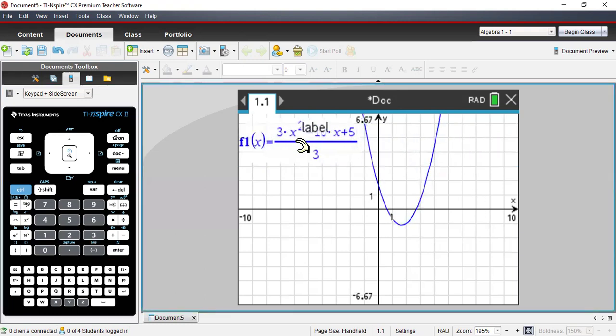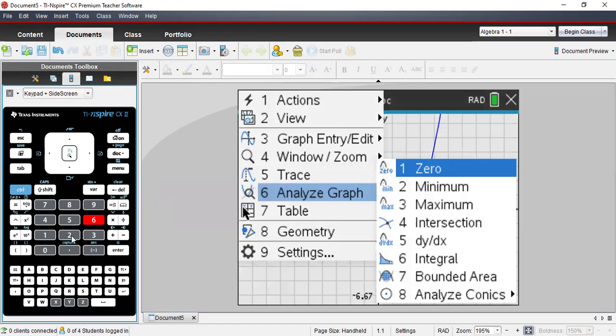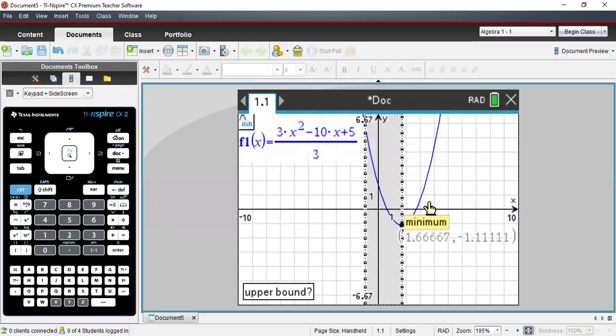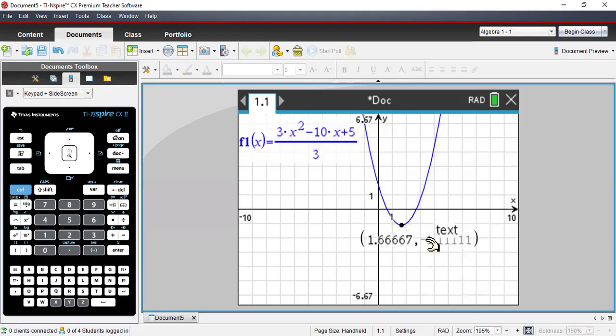Now, just like we did in the previous video, we need to find the minimum. So I'm going to go menu 6 2. I'm going to start on the left, and I'm going to pull it to the right. Now, here is my answer. So I'm going to write this down on my iPad. It's 1.666, so it's just repeating sixes. That's the X part. And the Y part is a negative 1.111, and those are repeating. So once I convert these to fractions, that's going to be what I need to enter for my solution. Let me show you exactly what I mean.